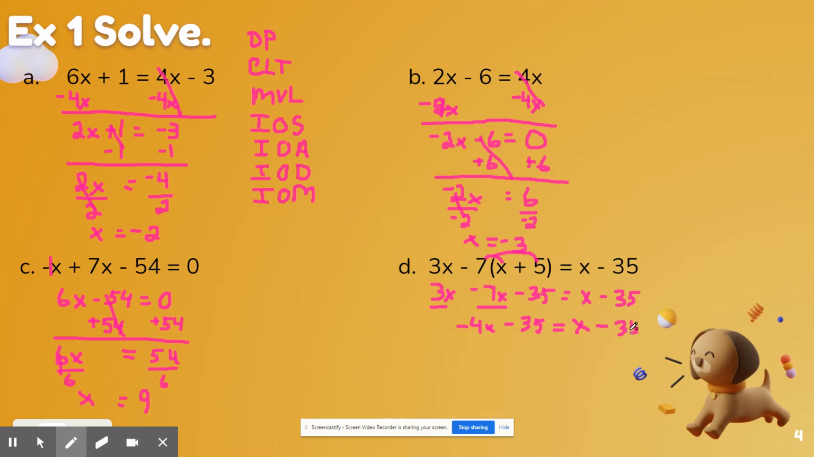We're then going to move the variable to the left. So to get rid of a positive 1x, we're going to subtract 1x on both sides. What happens is negative 4x minus x is going to become negative 5x. Negative 35 drops down. The x's cancel. Negative 35 drops down. We're then going to add 35 to both sides.